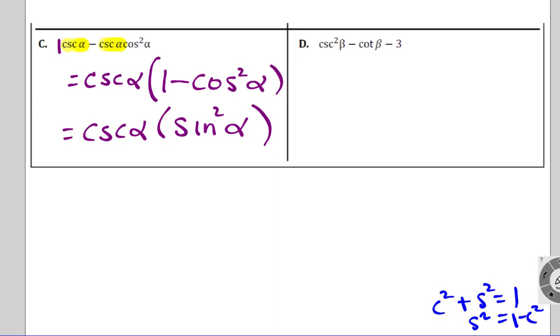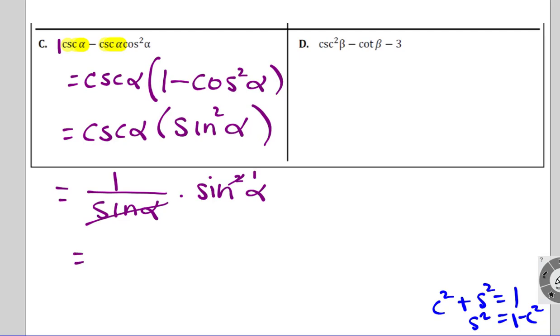And then, of course, cosecant is the reciprocal of sine. So this is 1 over sine alpha times sine squared alpha. That's going to cancel with 1 up here, and so we're left with just sine alpha. Questions about that?